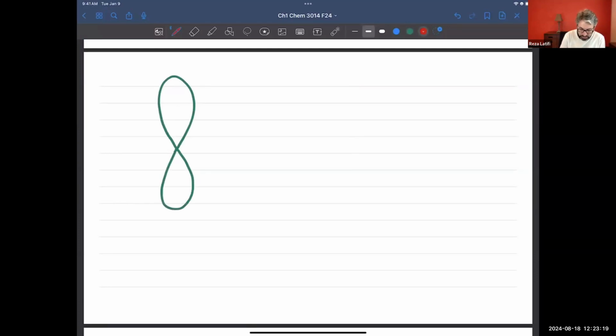Okay, and so we say positive, negative. And what's this? This is a node. This is a node, a plane that is changing the phase from positive to negative. If your orbital is aligned with z, we call it pz.